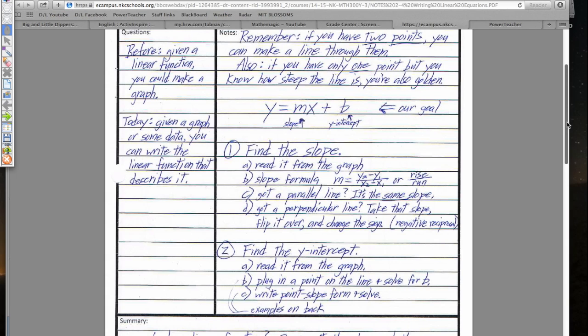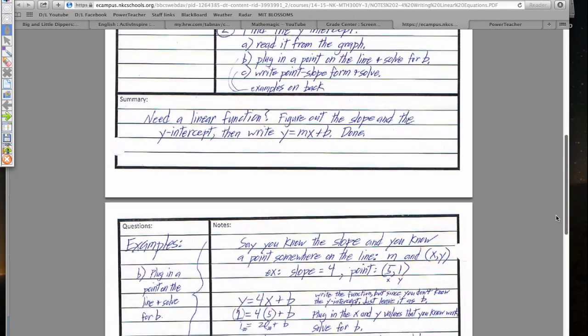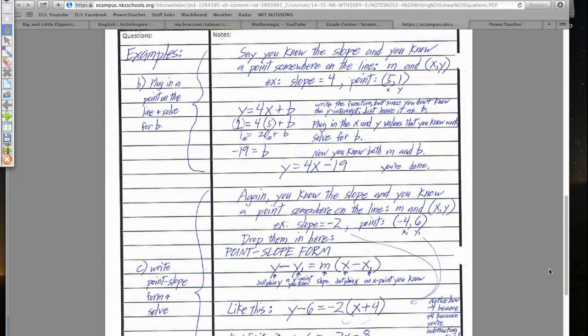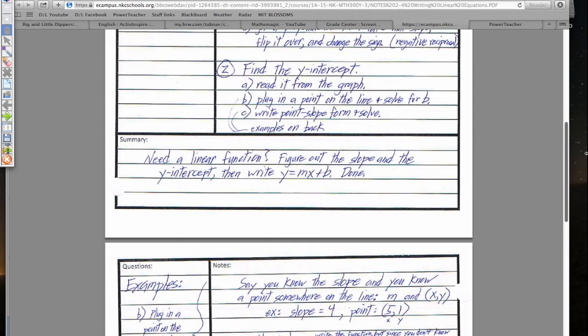Now, finding the slope, you can do either by using the slope formula, or just reading it directly from the graph, or stealing from a parallel or perpendicular line. Finding the y-intercept can be a little bit more challenging. And in fact, there's two different ways really to go about it. The back of my notes talk about plugging in an x and y point and solving for b, or using the point slope form. I kind of like the first method better.